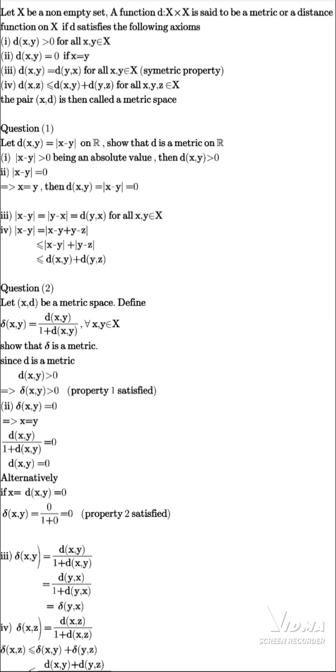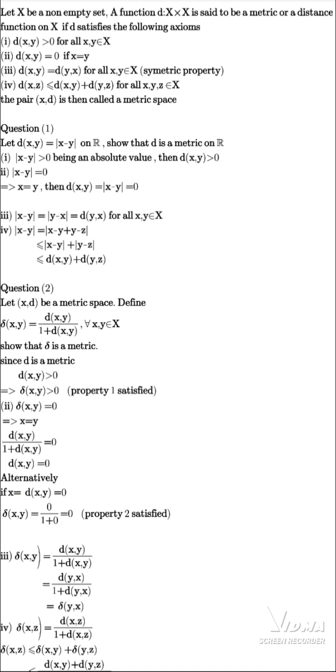Of course, we are dealing with a non-empty set. So a function d that is the distance mapping X × X to ℝ is said to be a metric, or is said to be a distance function on X, if the distance d satisfies the following conditions. So the first condition is that d(x, y) must be greater than or equal to 0 for every value of x and y in X. Second condition, d(x, y) equals 0 if and only if x equals y.